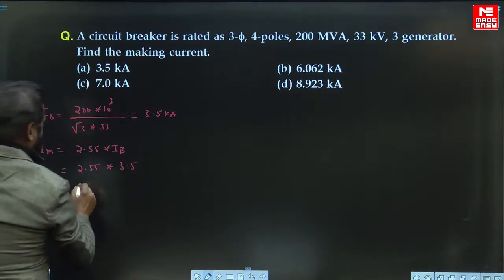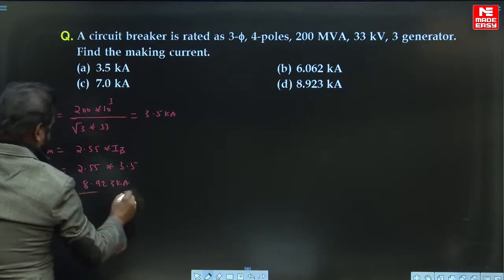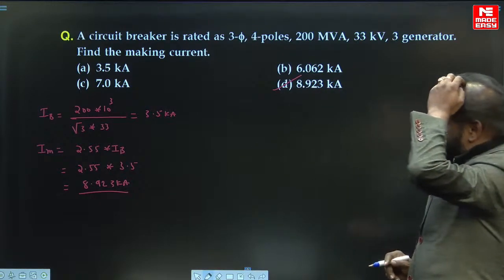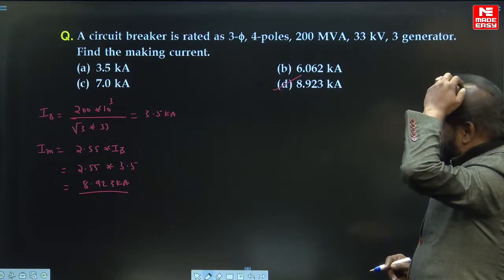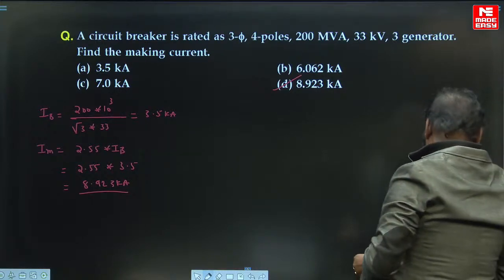So that is equal to 8.923 kiloamperes. It is a simple question. Likewise, what is happening is making current is equal to 2.55 times the breaking current.